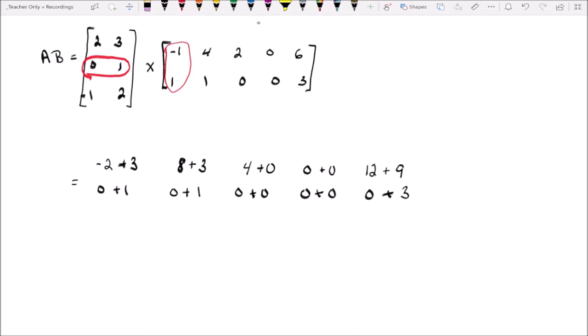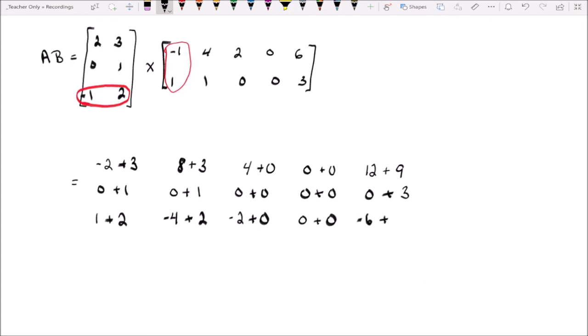And for the final row of the product, we now look at the third row of A, and we do the exact same thing. -1 times -1 plus 2 times 1. -1 times 4 plus 2 times 1. -1 times 2 plus 2 times 0. -1 times 0 plus 2 times 0. -1 times 6 plus 2 times 3.